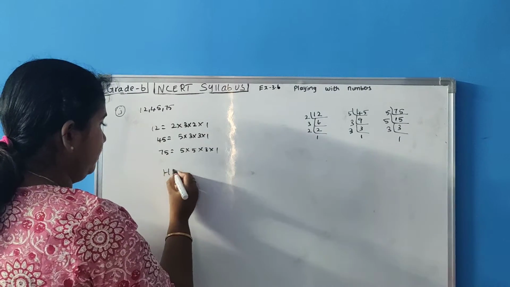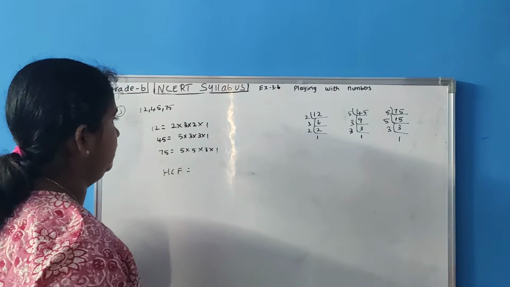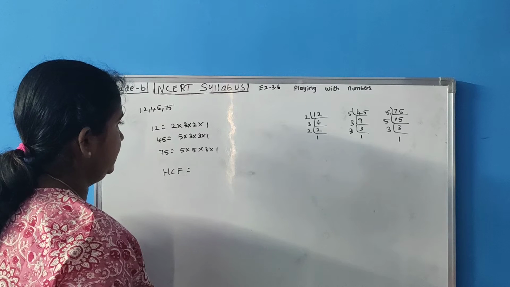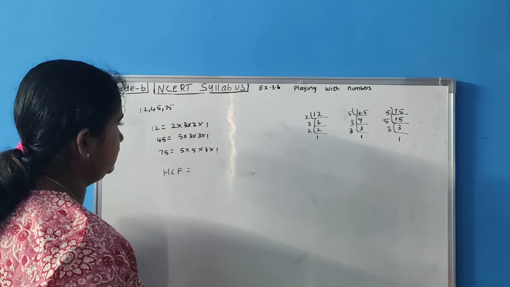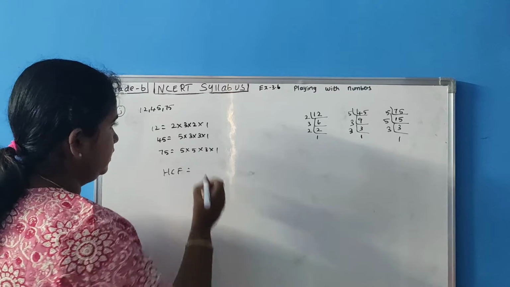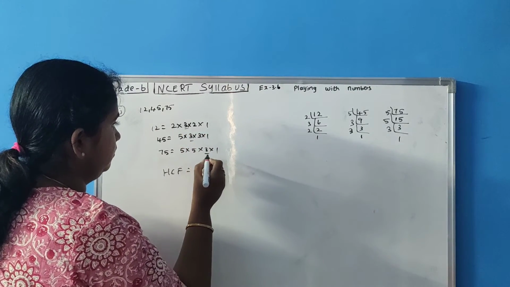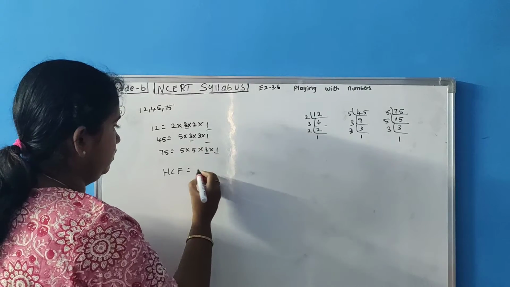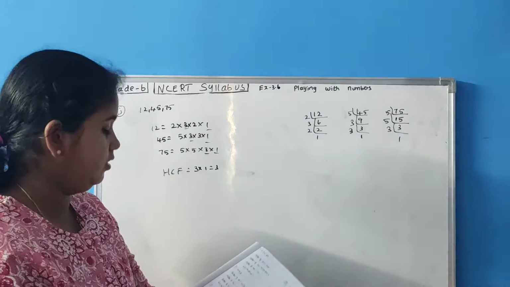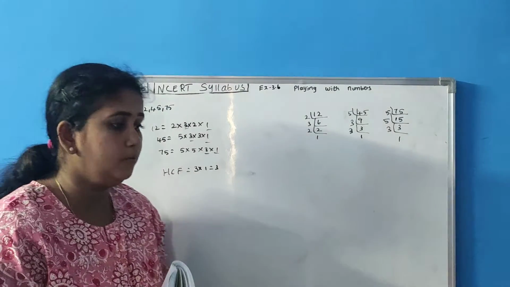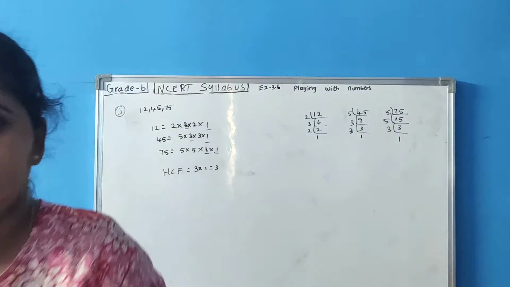Now write the highest common factor. 5 is not there in 3. 3 is there, right? So only 3 is there. 3, 3, 3. Then 1, 1, 1. 3 into 1 equal to 3. So this is the highest common factor for the given numbers. Now we will move on to the next model sum.